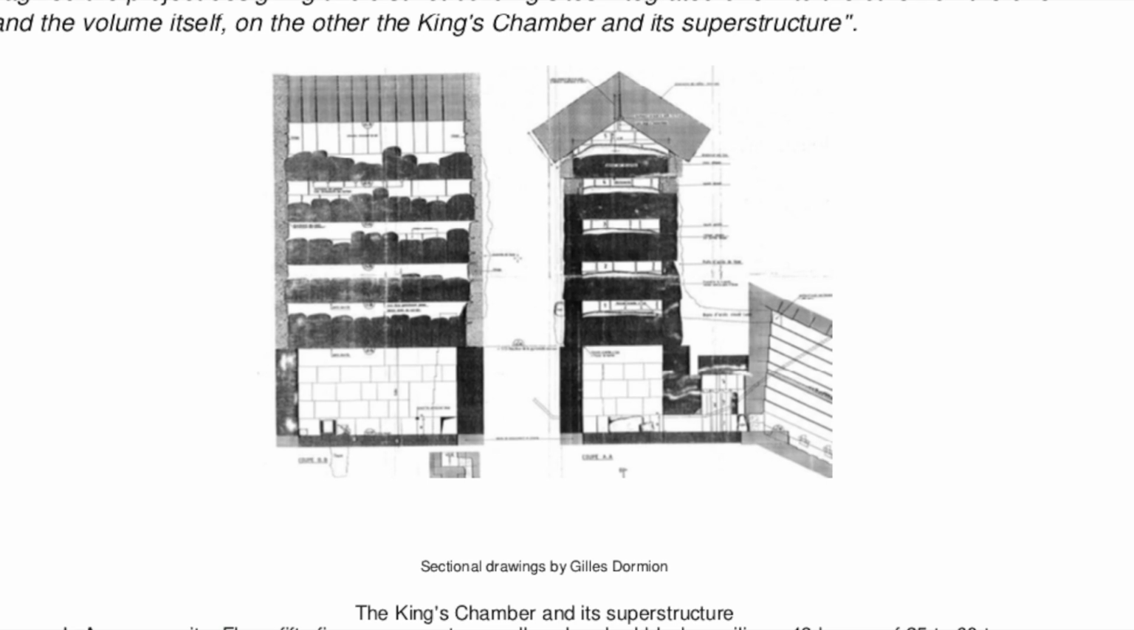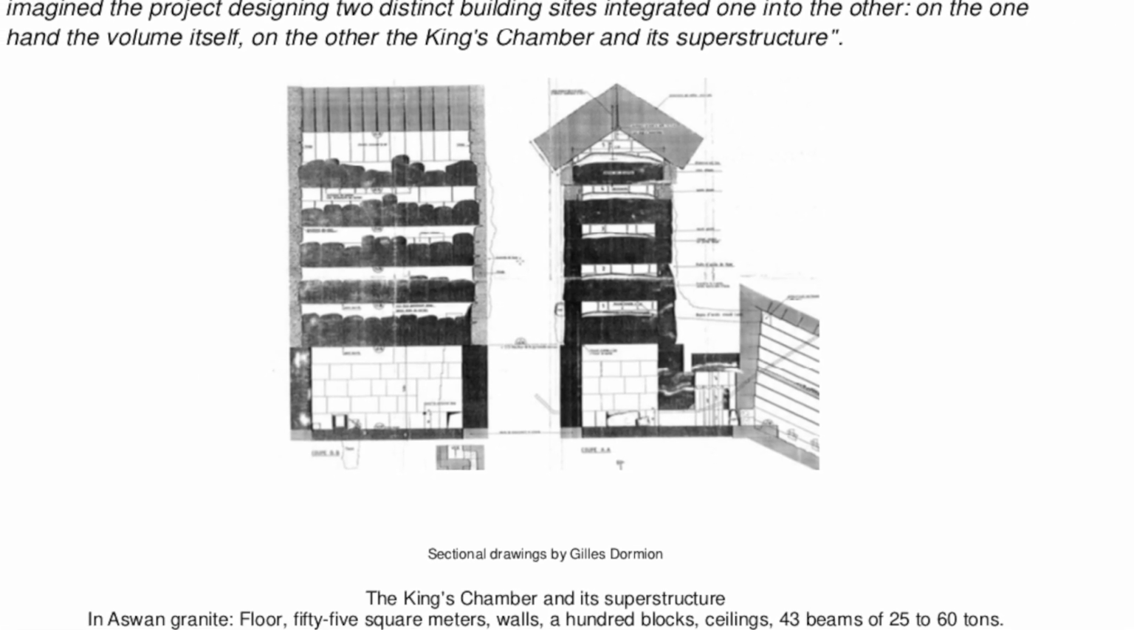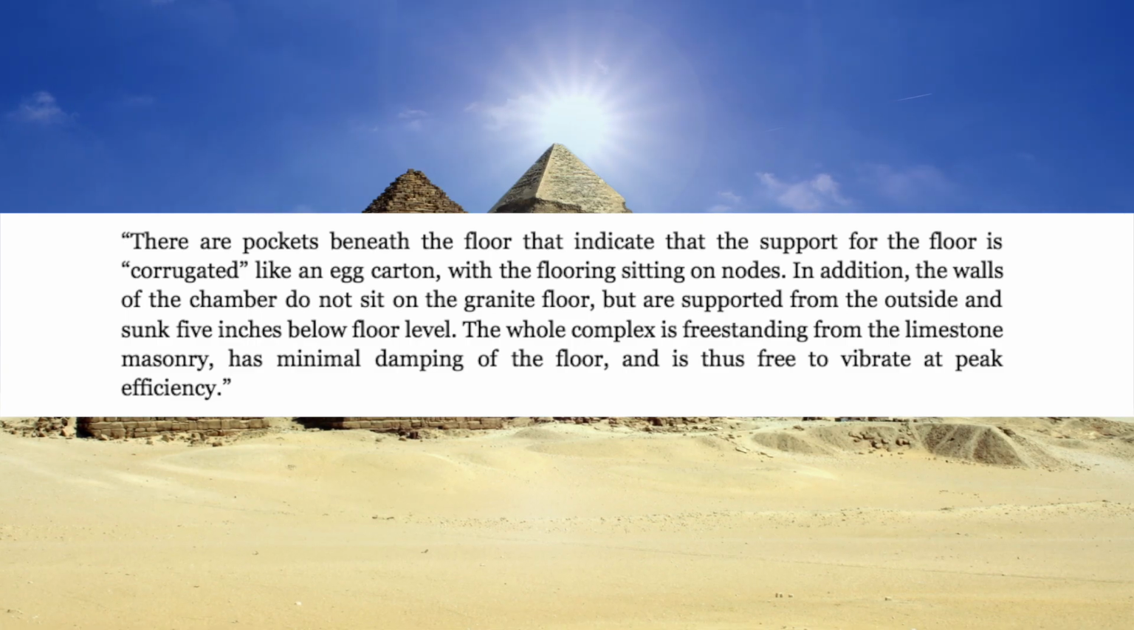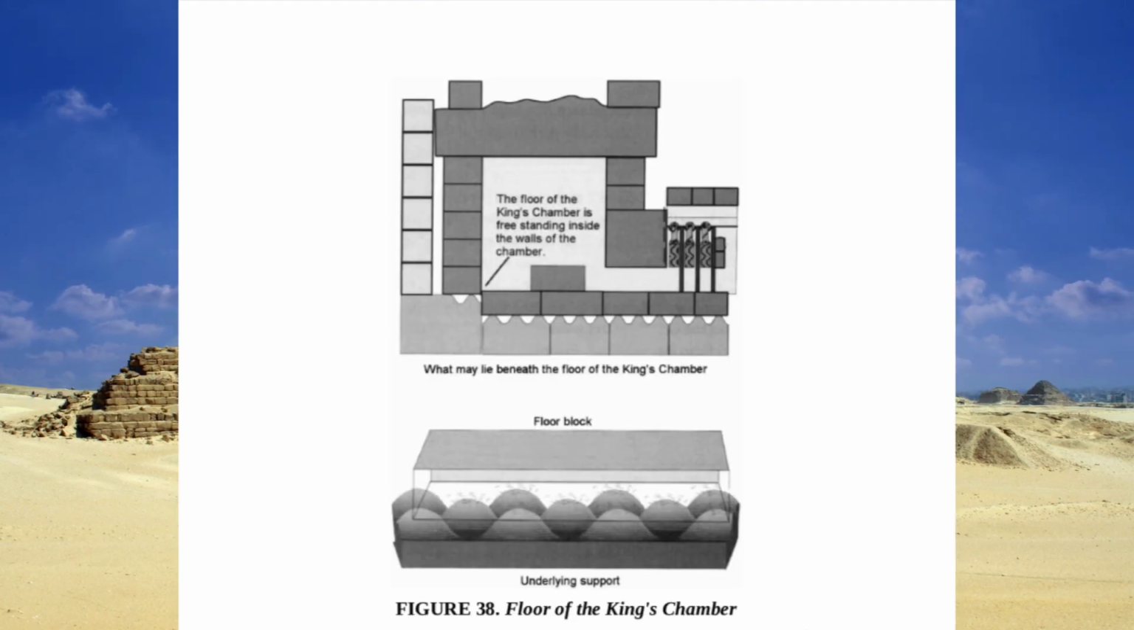This was supposedly confirmed by Tom Donnelly's acoustic tests, the same ones that he also supposedly is not allowed to talk about. Writes Dunn, "There are pockets beneath the floor that indicate that the support for the floor is corrugated like an egg carton, with the flooring sitting on nodes. In addition, the walls of the chamber do not sit on the granite floor, but are supported from the outside and sunk 5 inches below floor level. The whole complex is freestanding from the limestone masonry, has minimal dampening on the floor, and is thus free to vibrate at peak efficiency." Okay, so how did the energy vibrating out of the earth get into the King's Chamber?